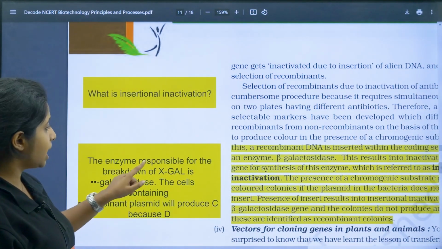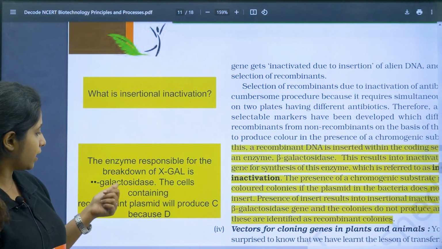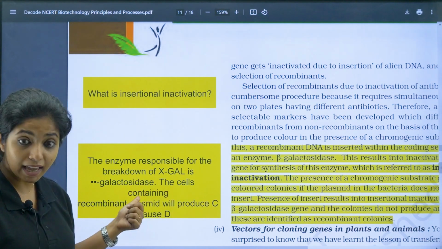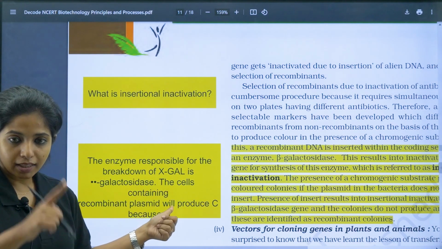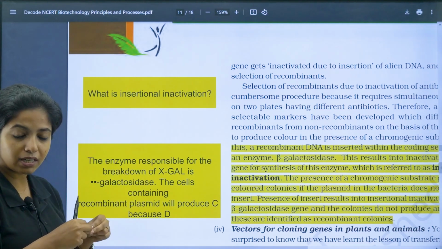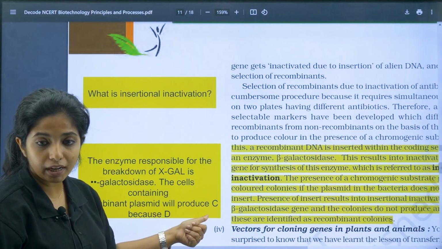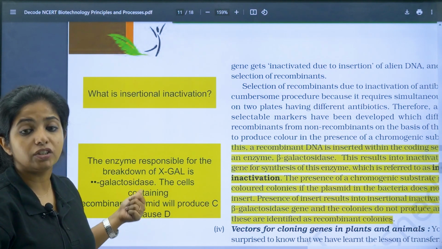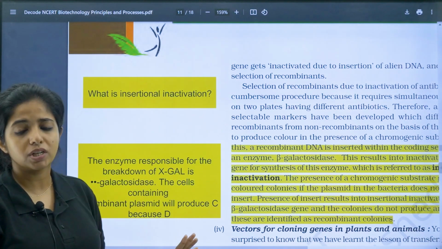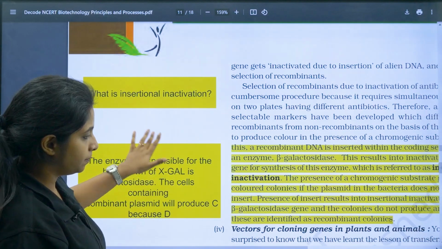So the enzyme responsible for breakdown of X-gal, the chromogenic substance, is beta-galactosidase. The cells containing recombinant plasmid, the ones that have the recombinant, mean the beta-galactosidase is being removed, and instead you are putting your gene of interest. That will produce what? White colonies, my dear children. Because why? Beta-galactosidase is not being produced. Since beta-galactosidase is inactive, this type of question comes from these paragraphs.